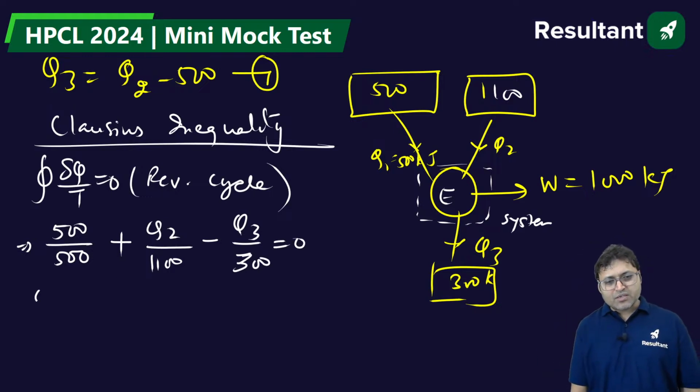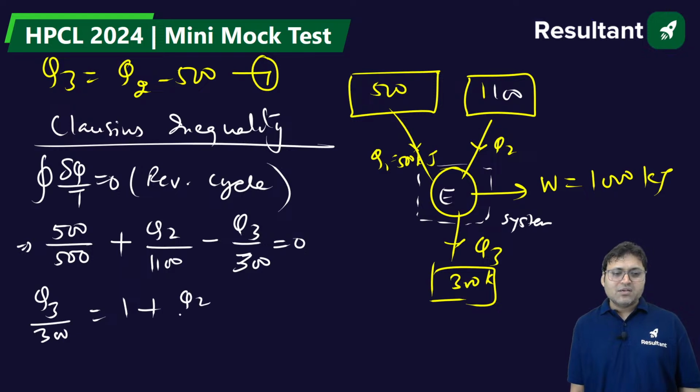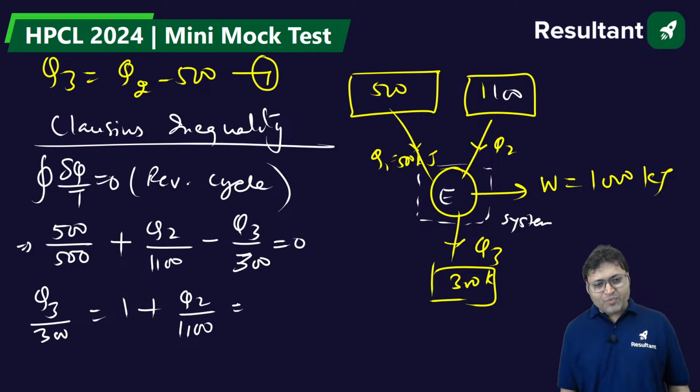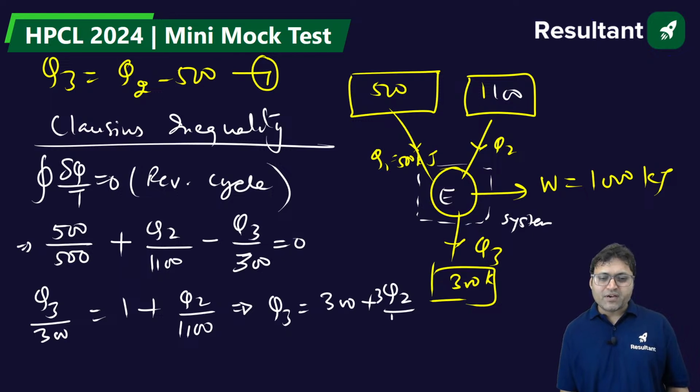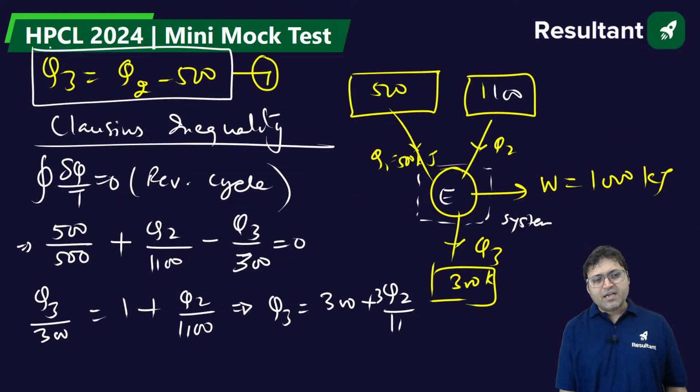So Q3 by 300 is equal to 1 plus Q2 by 1100. Solve it. If you multiply, then Q3 is equal to 300 plus 3 Q2 by 11. Yes or no? Q3 is equal to 300 plus 3 Q2 by 11. There are two equations in Q3 and there are two unknowns.